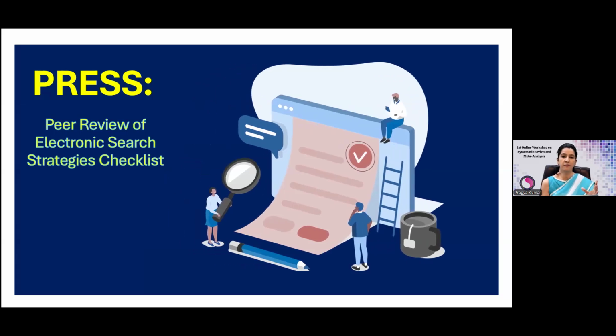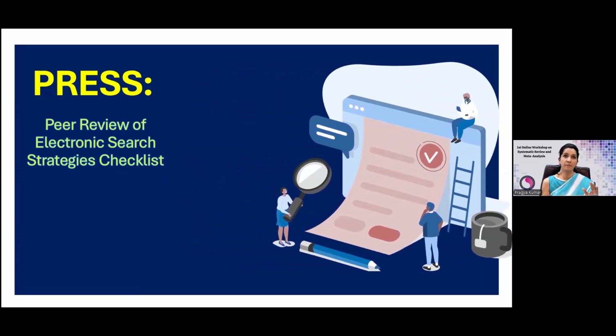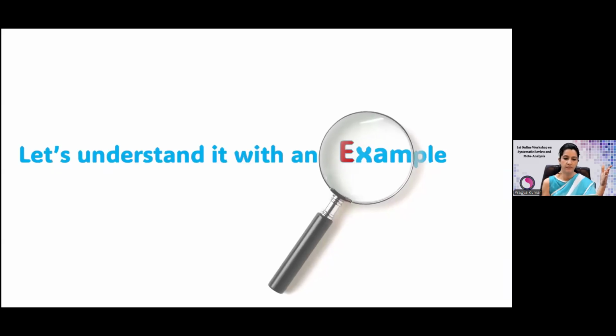So what is the full form of PRESS? PRESS is the Peer Review of Electronic Search Strategies checklist. They help those people whom you send it to for peer review, they help you in improving your search strategy. So it is a checklist based system. So we'll understand this. What is a PRESS? Full form is peer review of your electronic search strategy.